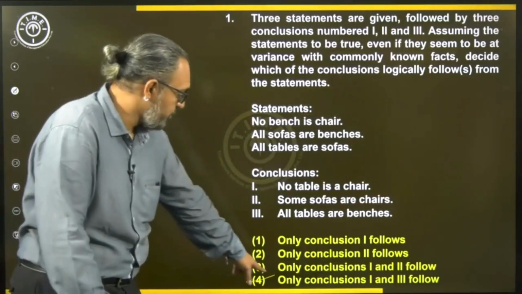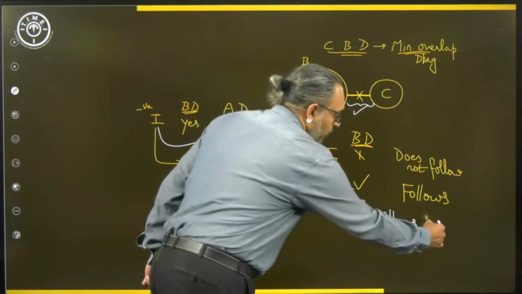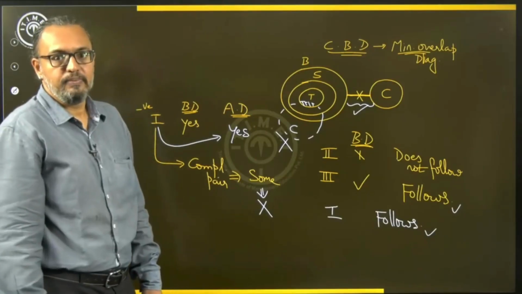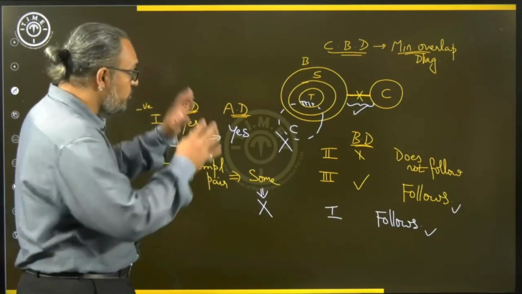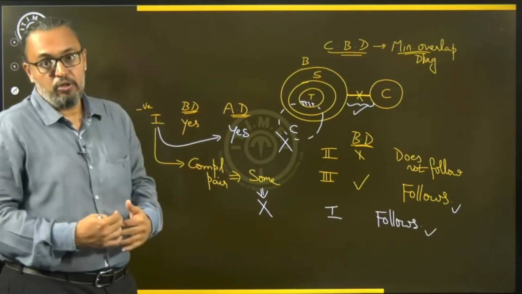See, look at what is option 4. Only conclusions 1 and 3 follow. And that is precisely what I get. 1 and 3 follow. So, you need to visualize all the different representations so that you can finish off with 1. For every conclusion, you should not draw.